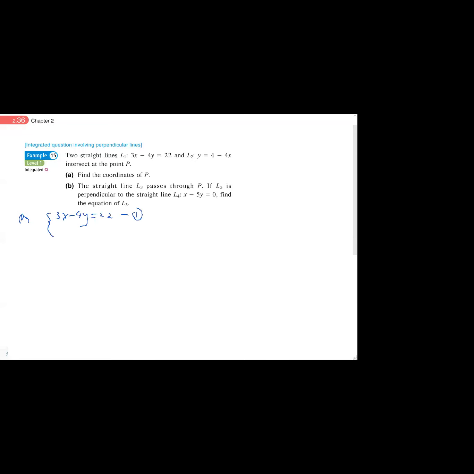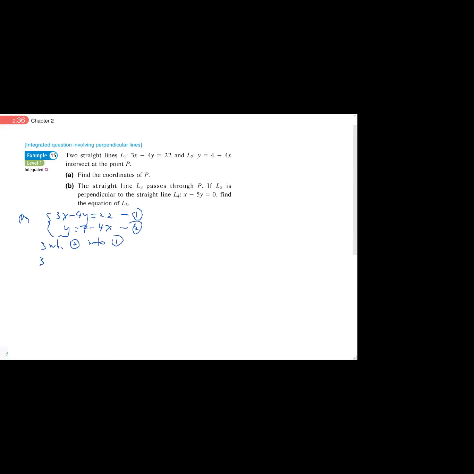Label this to be equation 1. And then the equation of L2 will be y equals 4 minus 4x, equation 2. Here, y is already the subject in equation 2, so I can directly substitute equation 2 into equation 1.